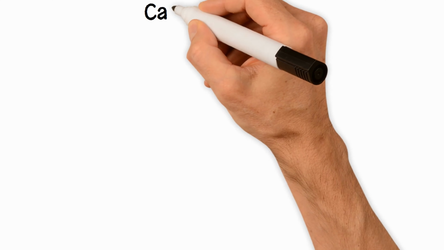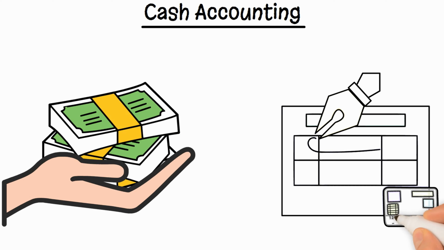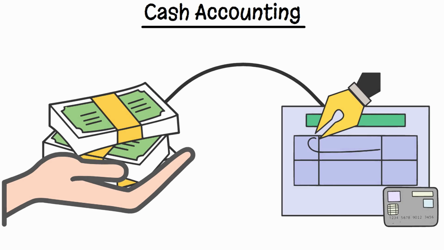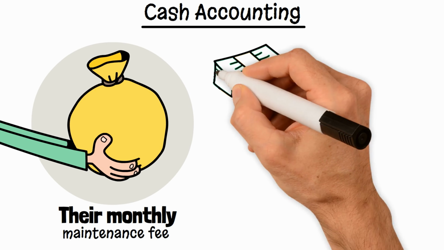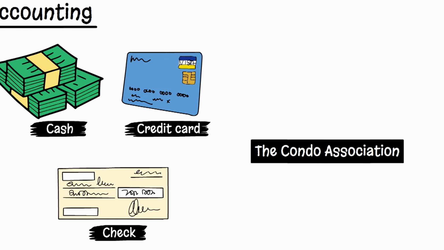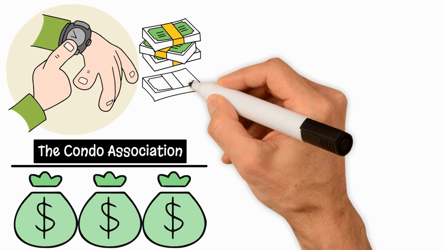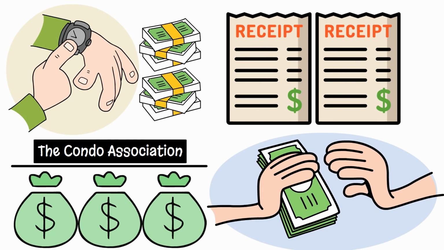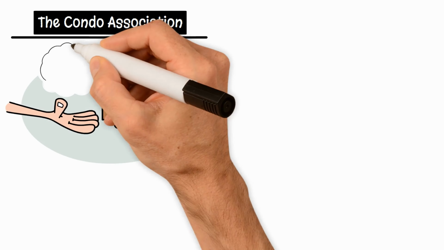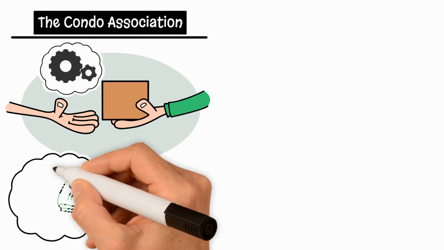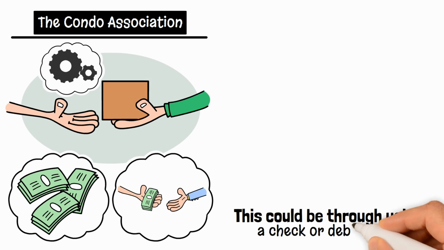Cash accounting is a method of accounting where income is recognized when received in cash. For example, when a unit owner pays their monthly maintenance fees using cash, check, or credit card, the condo association recognizes the revenue at the time the payment is made, and the payment received is recorded as a cash receipt. Similarly, when the condo association needs to purchase a product or service, the expense is recognized when it is paid. This could be through using a check or a debit card to pay bills.